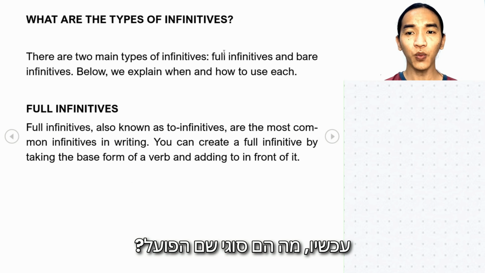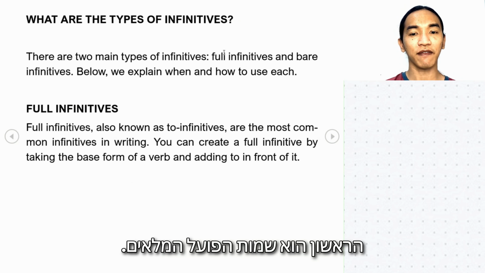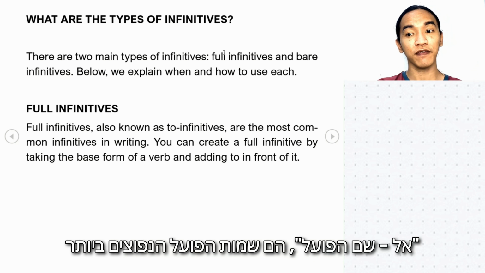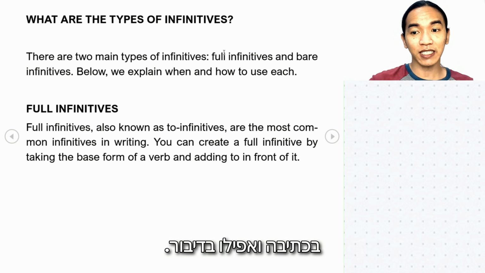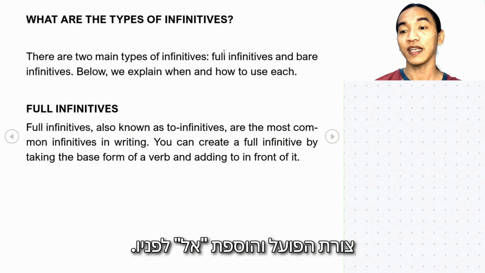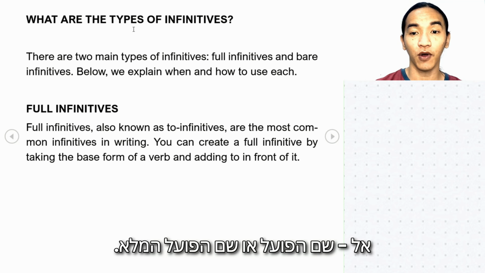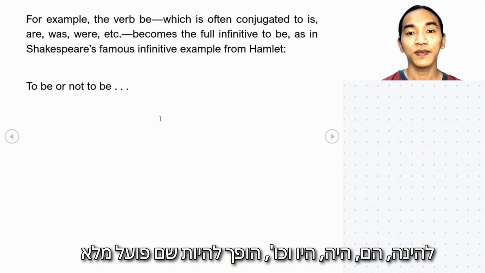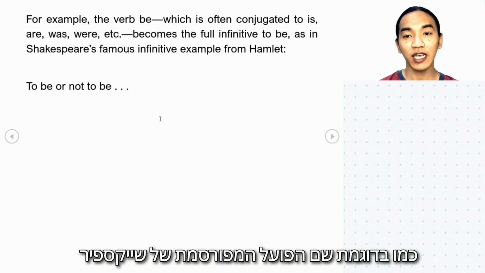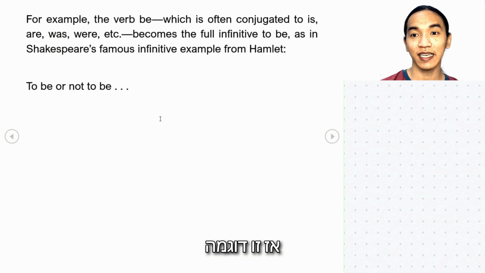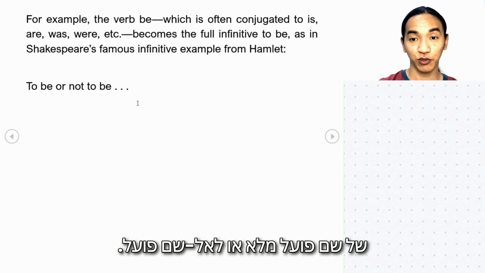Now, what are the types of infinitives? The first one is the full infinitive. Full infinitives, known as the to infinitive, are the most common infinitives in writing and even in speaking. You can create a full infinitive by taking the base form of the verb and adding to in front of it. That's why we call it to infinitive or the full infinitive. For example, the verb be, which is often conjugated to is, are, was, were, etc., becomes the full infinitive to be, as in Shakespeare's famous infinitive example from Hamlet, to be or not to be. So this is an example of full infinitive or to infinitive.